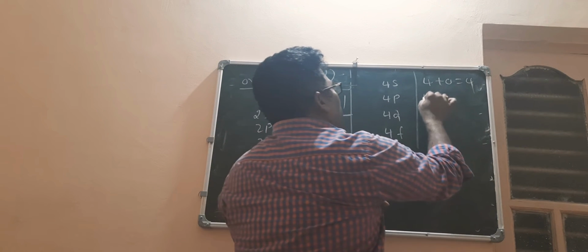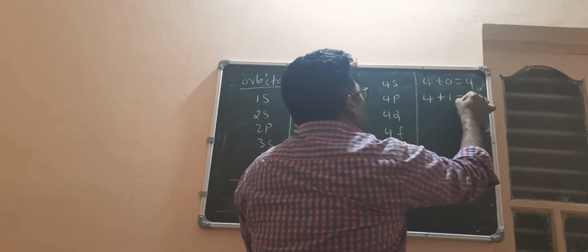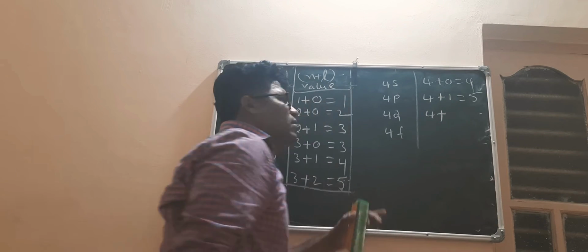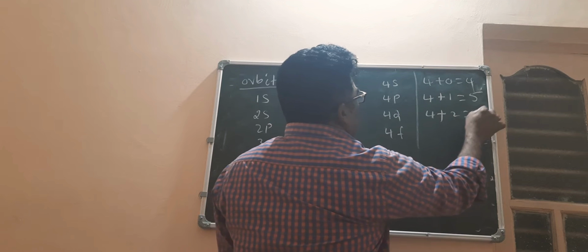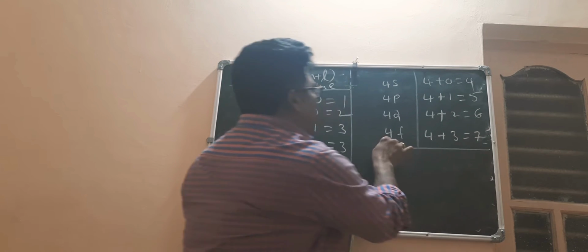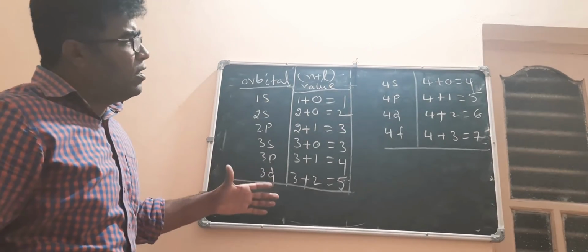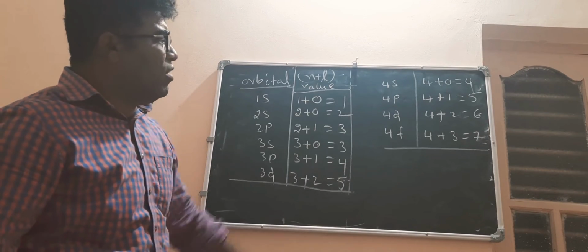And 4p, 4 plus 1, equals 5. Now 4d: for d, what is the l value? 2, so 4 plus 2 is 6. And 4f: 4 plus 3 equals 7. To understand electronic configuration, first you try to understand this table. So these are the n plus l values.